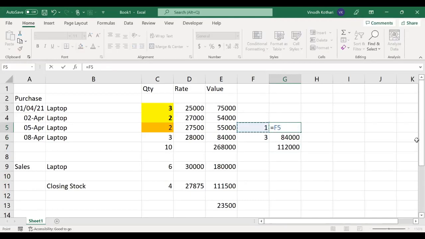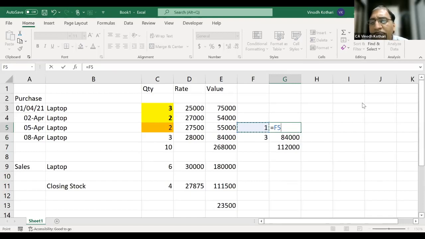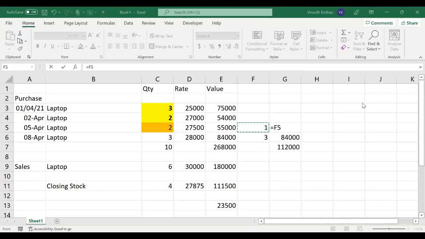Sir, sorry to interrupt. On 8th April, the laptop quantity is 3 and the rate for each laptop is 28,000. So the closing stock value should be 28,000 into 3.